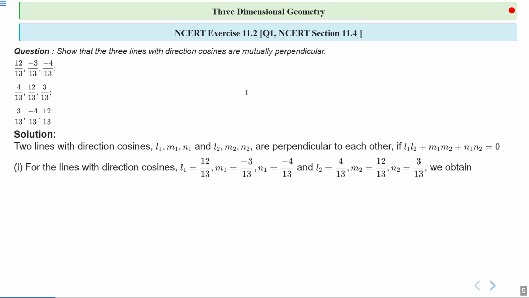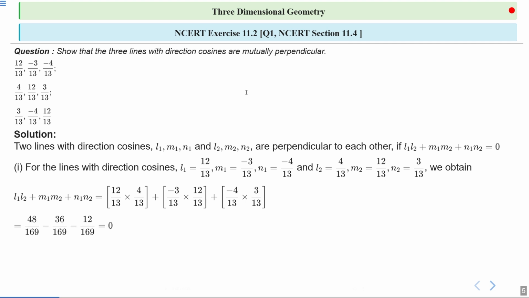So let's substitute these values into our perpendicularity condition. We multiply the first components together, then the second components, and finally the third components, and add them all up. So we have L1 times L2 plus M1 times M2 plus N1 times N2 equals 12 over 13 times 4 over 13 plus minus 3 over 13 times 12 over 13 plus minus 4 over 13 times 3 over 13.